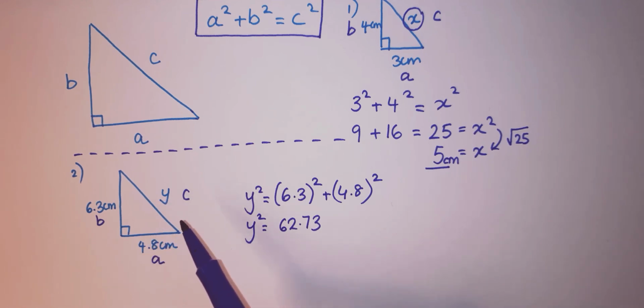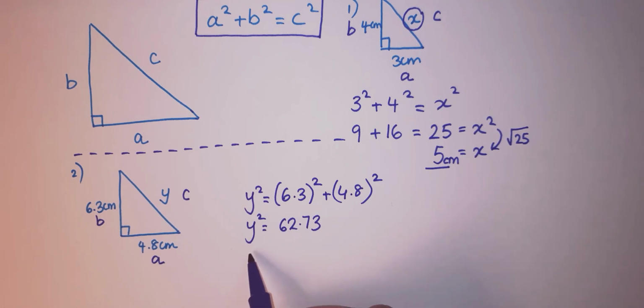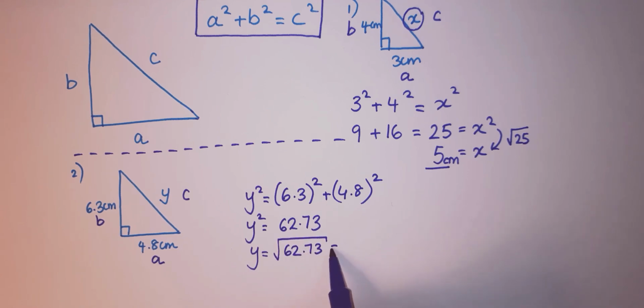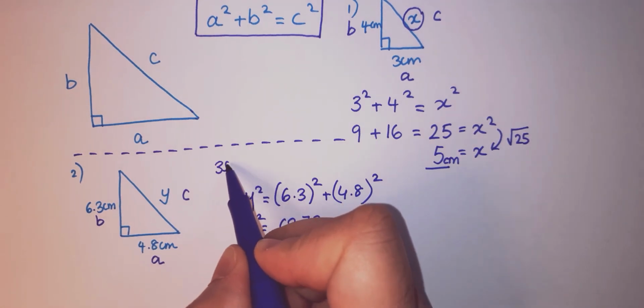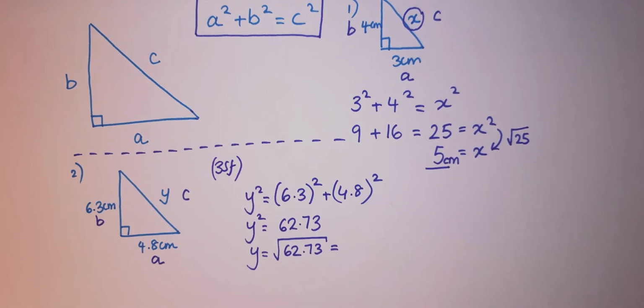But what we actually want is just y on its own. So what we would have to do is square root 62.73. And we get quite a long decimal answer. And usually when we have numbers with decimal points, the question says, give your answer to 3 significant figures, 3SF. So here we've got 7.920227269. Now that's quite a long answer, but we just want it to 3 significant figures.